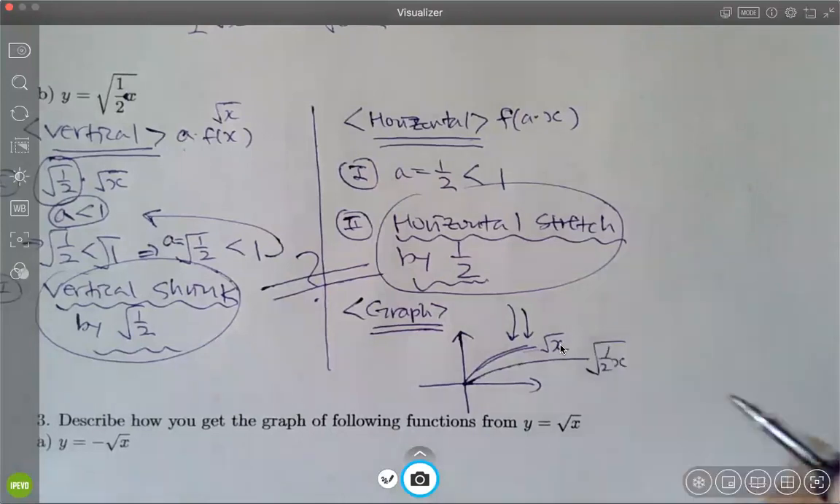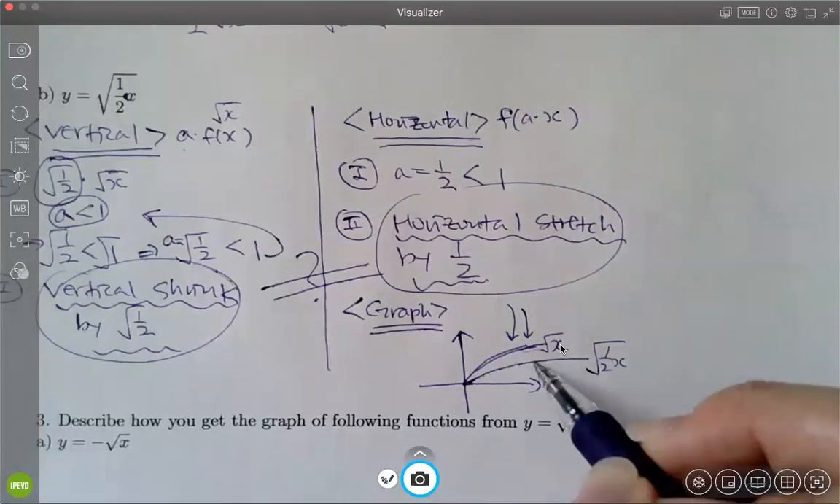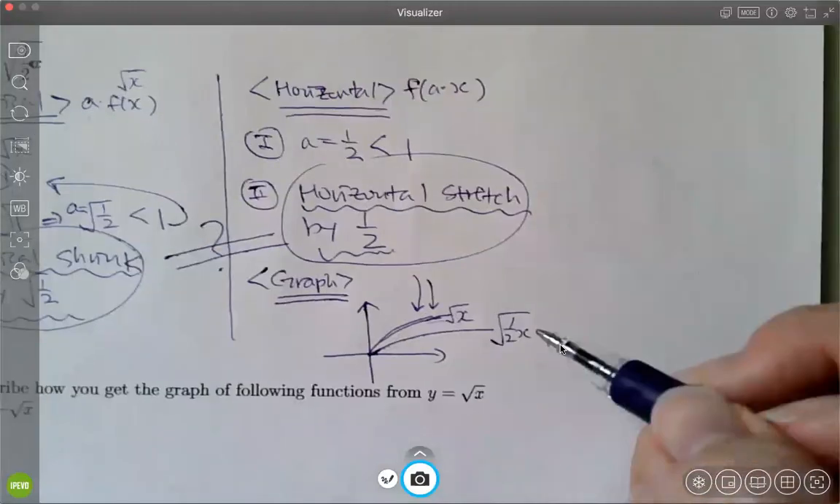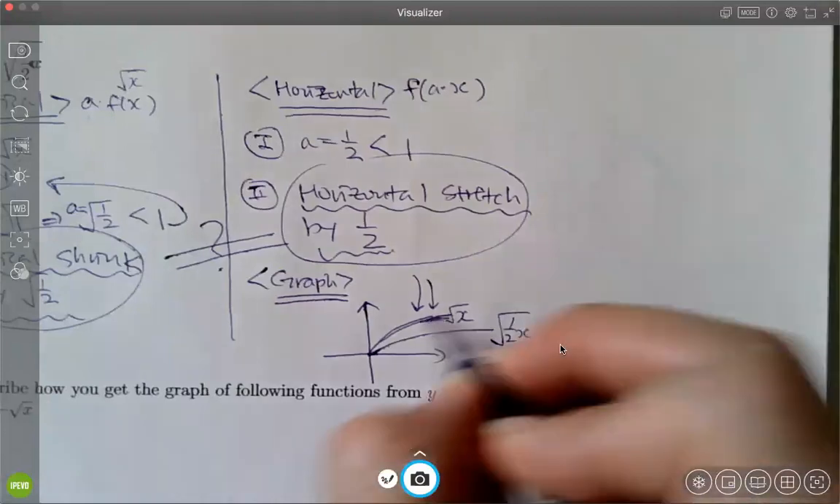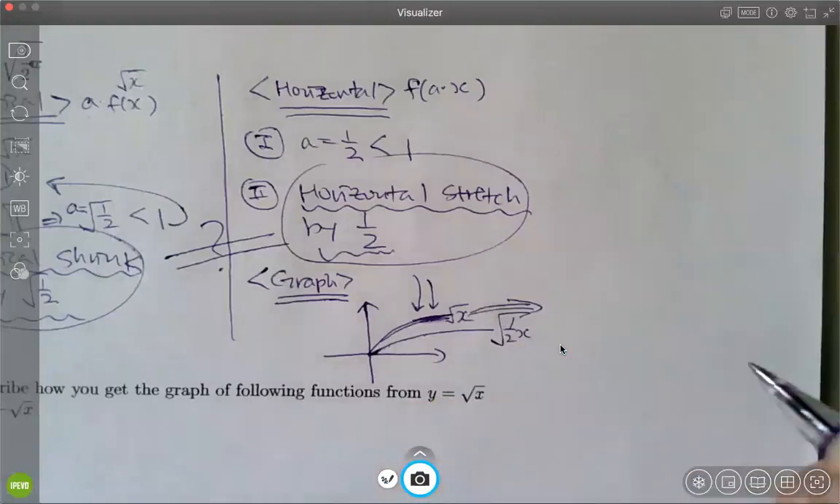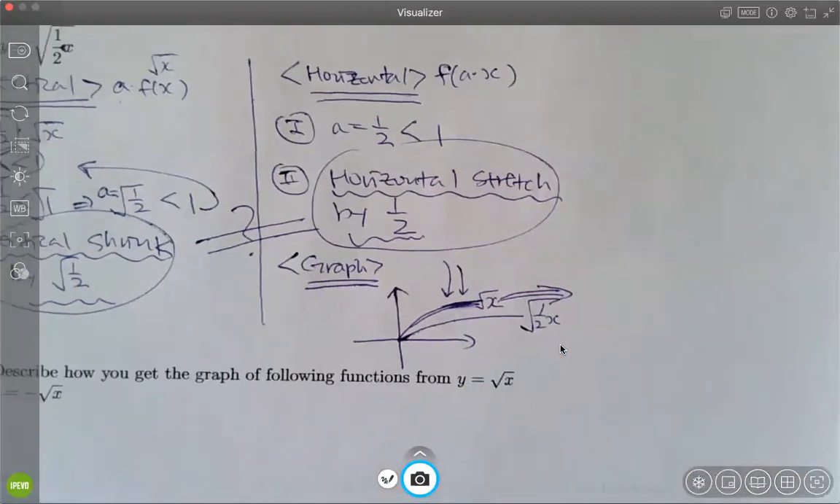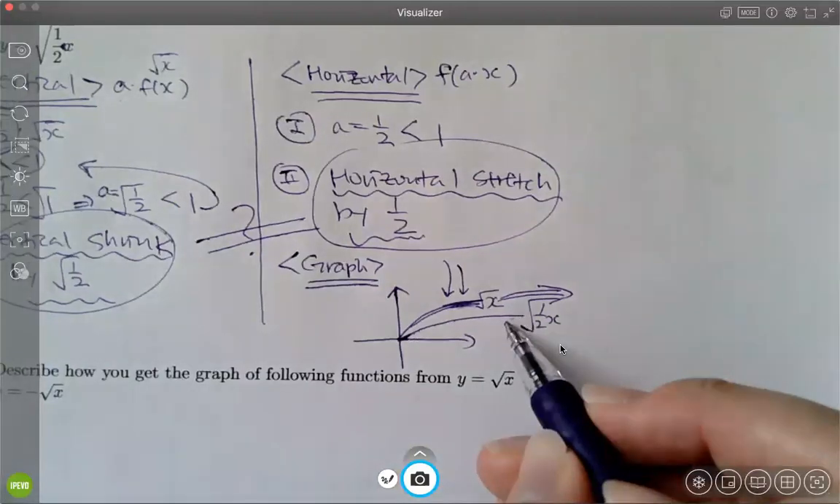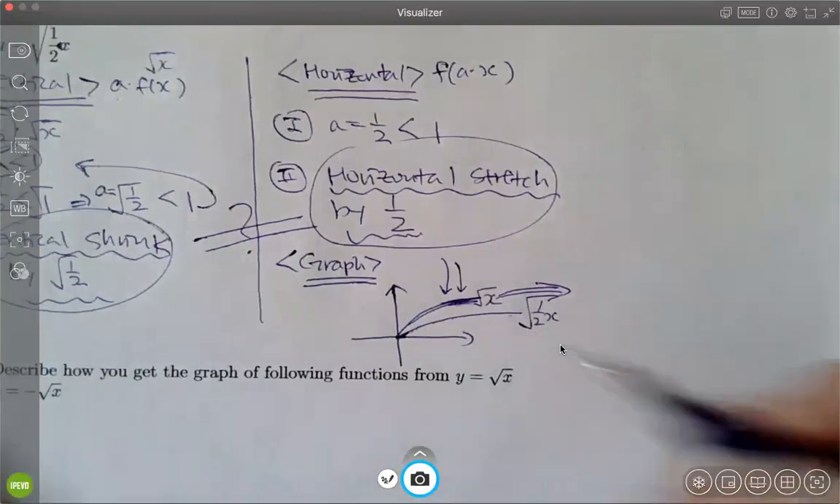Now, is this the graph that you get when you horizontally stretch square root of x? What do you have to do in order to stretch horizontally? Suppose you can grab this tail, and where do you have to go? You have to pull it this way, right? Do you get the exact same graph? Yes. So indeed, they are the same.